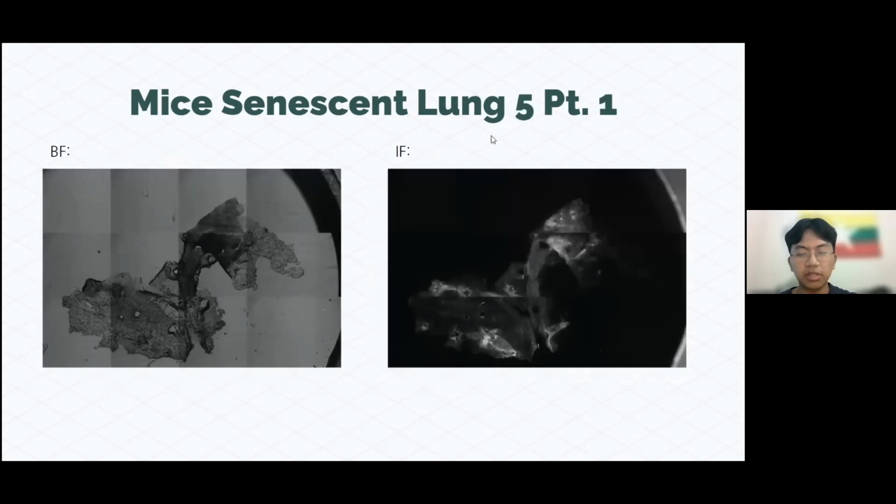And towards our fifth lung, this was towards the later end, so the bright field and the IF came out really nicely because from this point on, I was able to proficiently use the IF staining protocol and also able to gain my own confidence to really use the fluorescent microscope on my own.